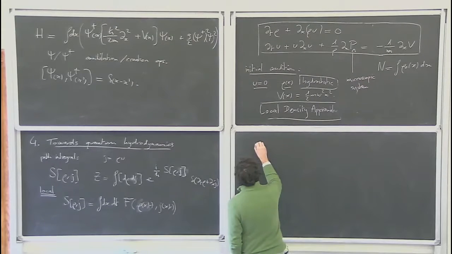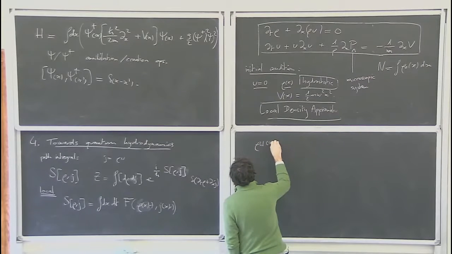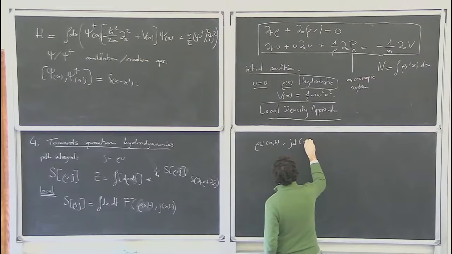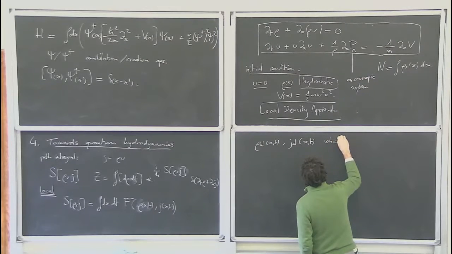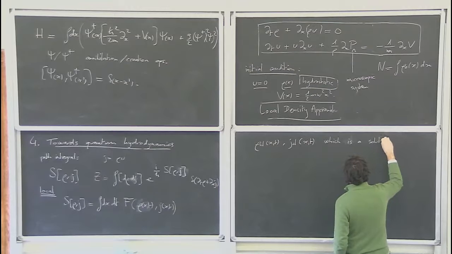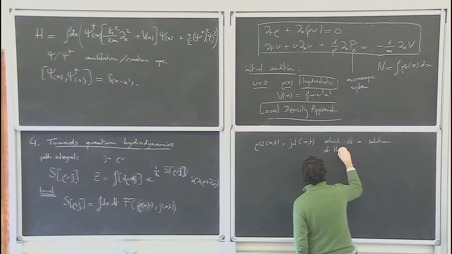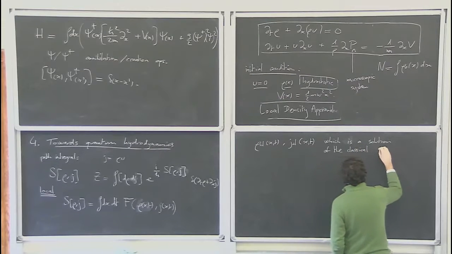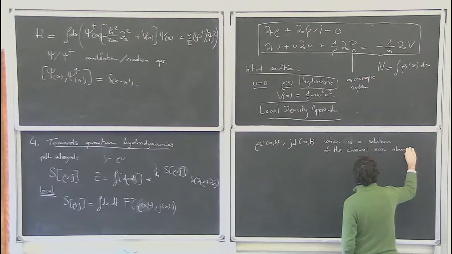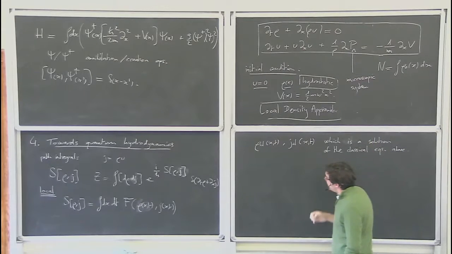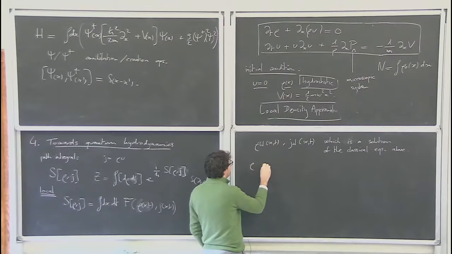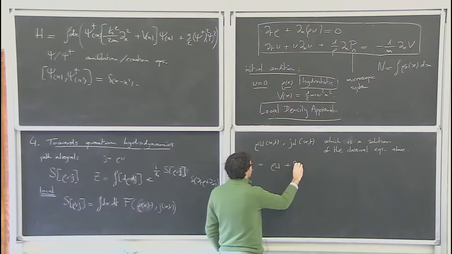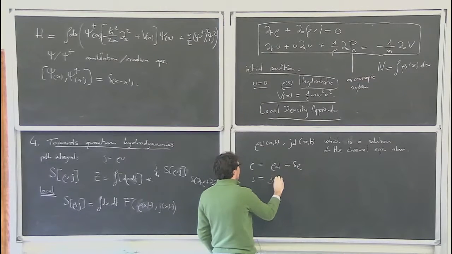So now let's assume that we have a classical configuration, so a function rho classical of x and t and a function j classical of x and t, which satisfies the Euler equation, which is a solution of the classical equations above. Then we want to look at fluctuations around these classical equations. So we want to take rho as rho classical plus some delta rho, and j as j classical plus some delta j.